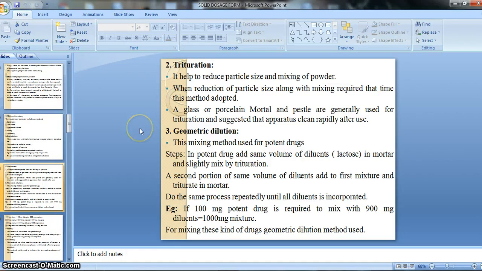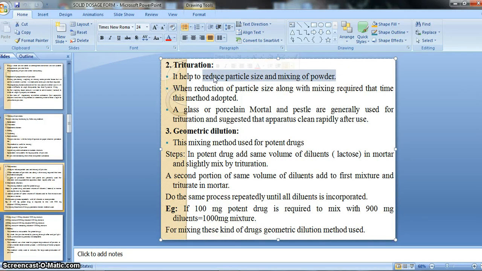Then our second method is trituration. Actually, this method we use in our practical lab. Most of the time, you are familiar with the mortar and pestle, right? You have already worked with these apparatus. So trituration helps to reduce the particle size and mix the powder.